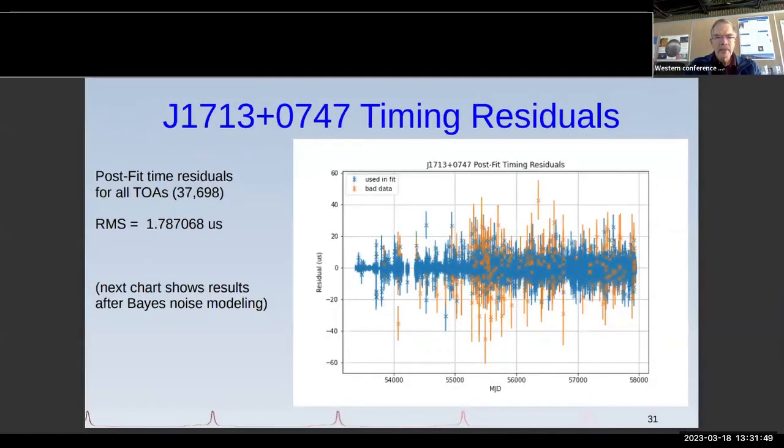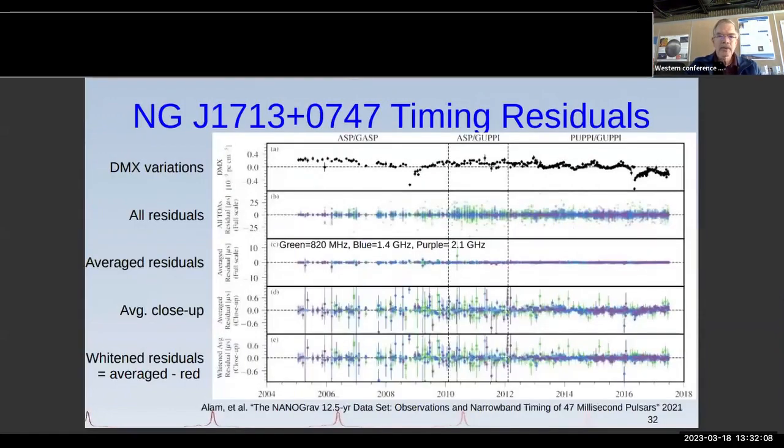Again, this is a plot of the post-fit. After I did the least squares fitting of the model parameters to the data, throw out the outliers, and you get a RMS down here, 1.7 seconds. And then again, you go run the Bayes model to get your red and white noise models, and you do this plot again. So this is a different pulsar. So it's a different direction. The dispersion measure variance will look different.